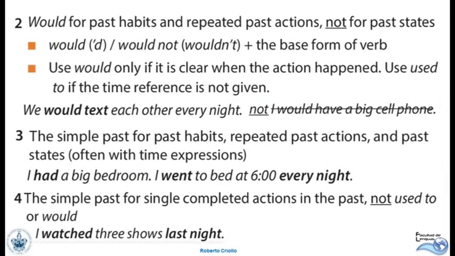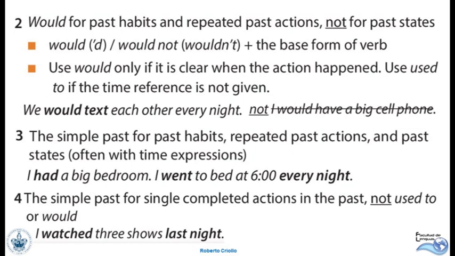Another important thing when we use would for past actions is that it must be clear when the action happened. For example, "We would text each other every night." We're saying when the thing happened, because if I use it without a time marker, for example, if I say "I would have a big cell phone," in that case it becomes a conditional. And also, obviously, have is a verb of ownership. It's a stative verb. We cannot use it like that.